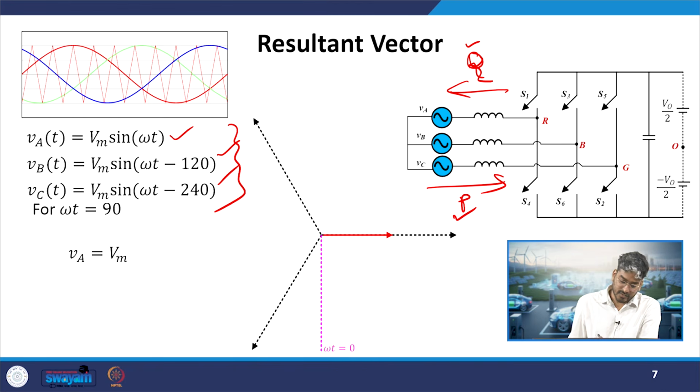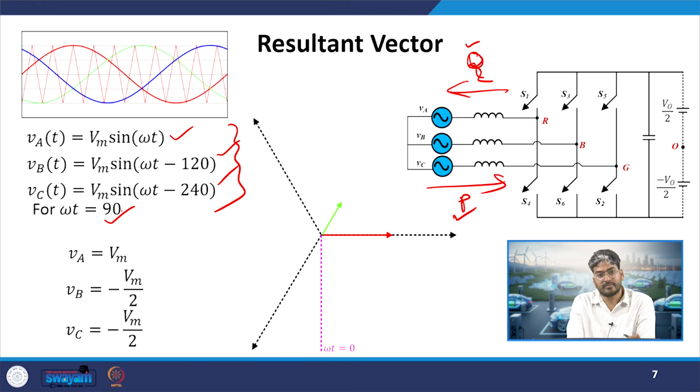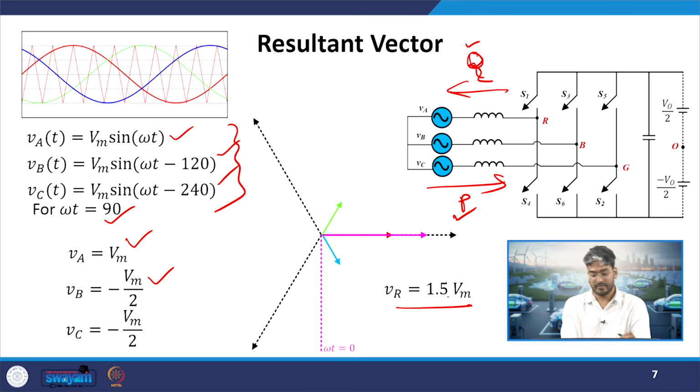So now, for example, let us understand what will be the projection of these three sinusoidal quantities on a reference frame, which we are assuming to be as shown in the diagram. So VA will be equal to, if I assume omega t is equal to 90 as an example, at that point my VA will have its maximum magnitude, that is Vm, because sin 90 will become 1. Then this will be my Vb and this will be my Vc. So when I try to find out the resultant, I will see that it will have a magnitude of 1.5 Vm and it will be aligned along the x-axis.